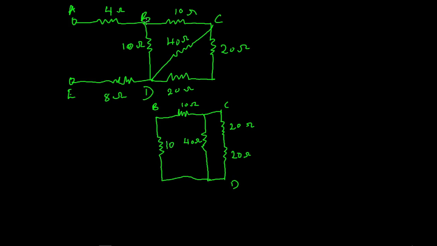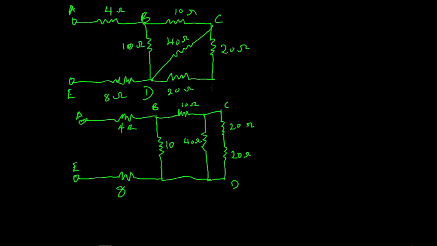Now between points B and A, we have 4 ohms. This will be our point A. And between D and E, we have 8 ohms. So this is going to be point E. And this is 8 ohms. Now, we can see that this seemingly complex circuit has been simplified to this circuit.